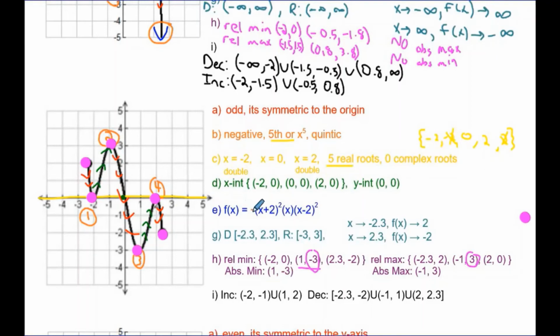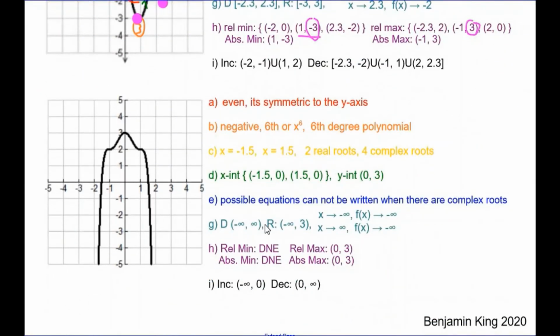All right, let's take a look at another example. So this one, we're finally going to have some complex roots. All right, this one is even. Even means this, okay? It's symmetric to the y-axis. Very easy definition, right? So that's even because it's symmetric to the y-axis.